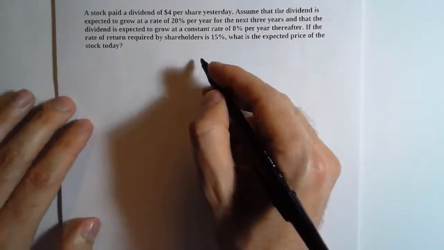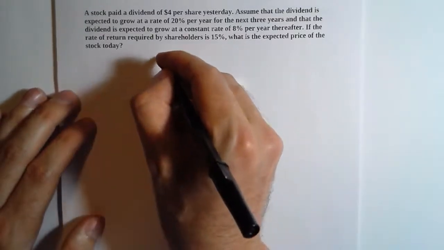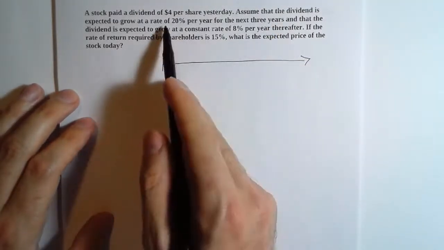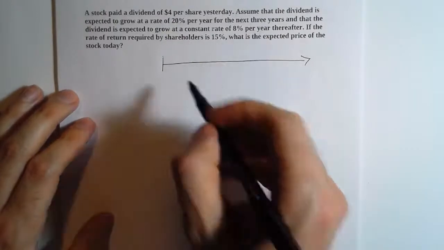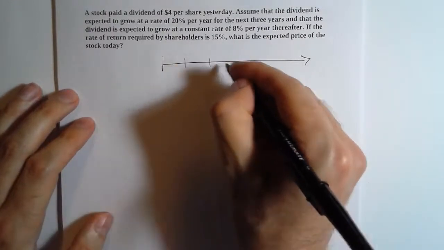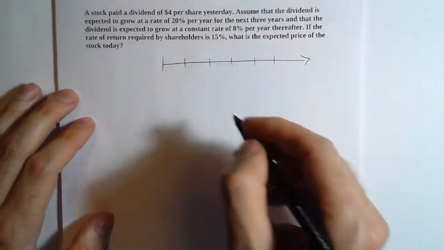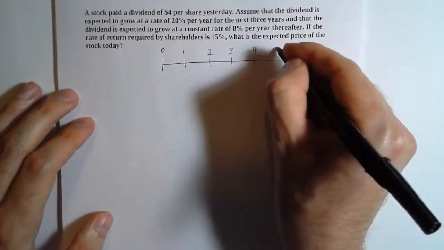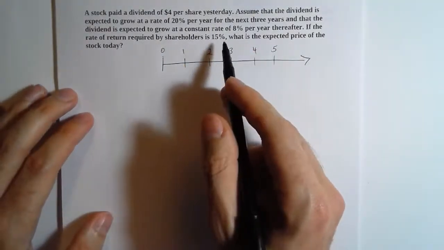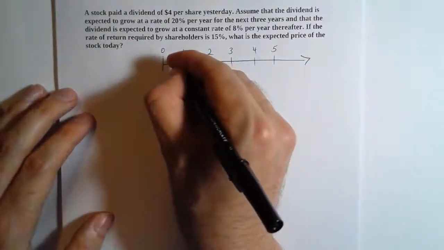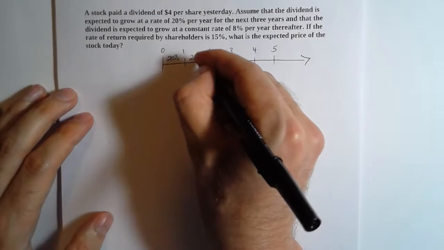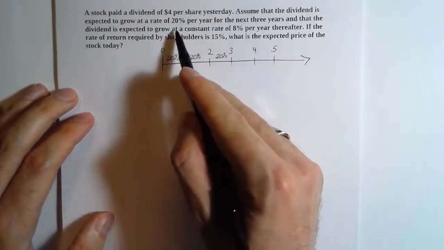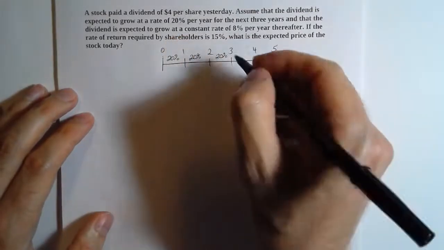First, let's draw out a timeline so that we have a better understanding of what's happening and when. Notice that it's growing at a rate of 20% per year for the next 3 years. So let's put several years on here. If time 0 is today, and it's growing at a rate of 20% per year for the next 3 years, let's put the growth rates on the timeline. And after year 3, it is said that it is going to grow at a constant rate of 8% per year thereafter.